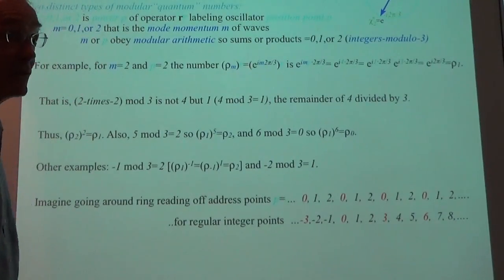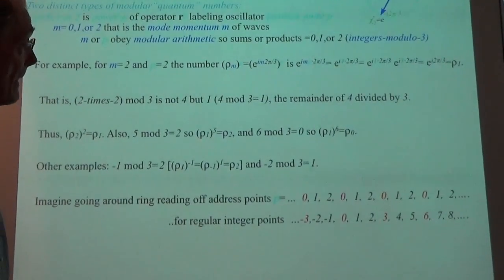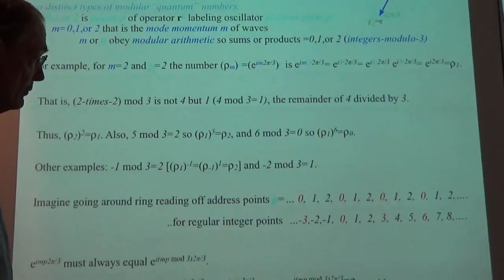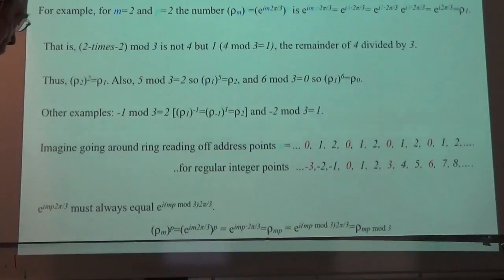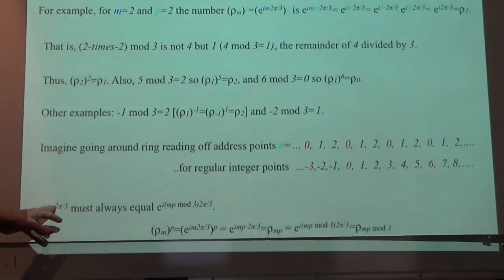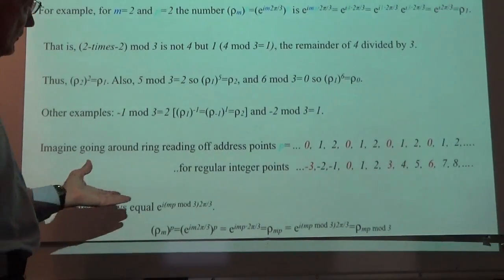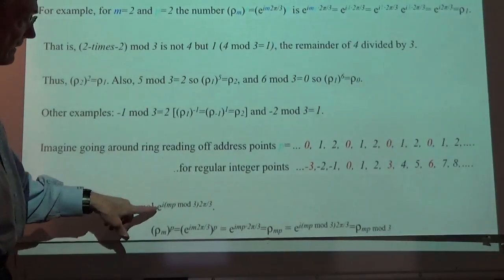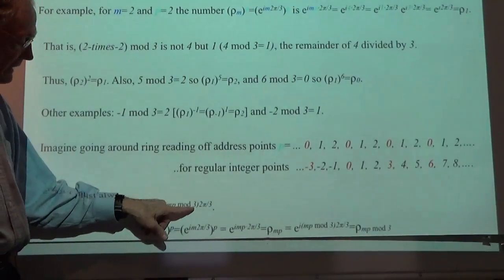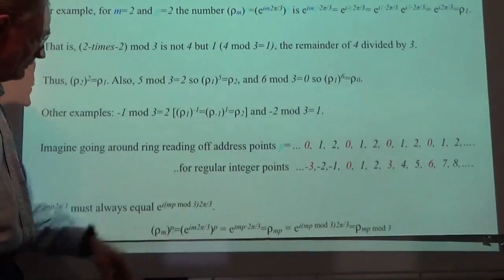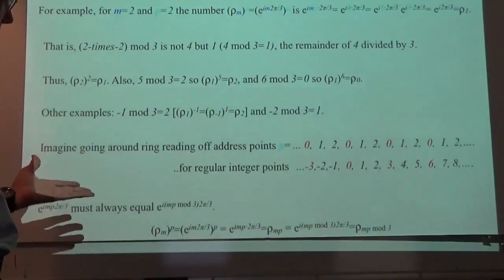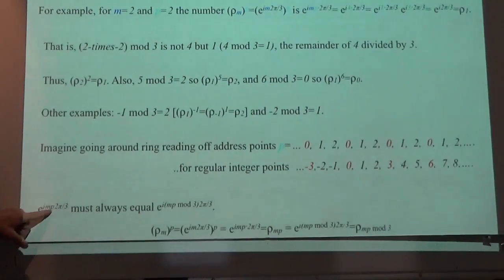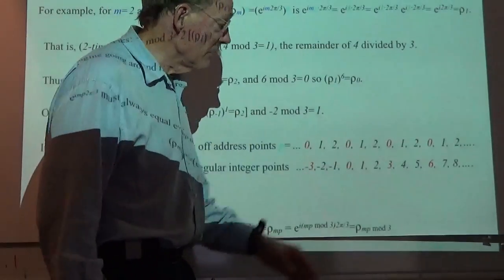We really only have about 10 more minutes here to do some work with this. Here I'm saying e to the I mp over 2 pi 3 must always equal e to the I mp mod 3 times 2 pi over 3. So whenever I say mp, I mean mp mod 3. Whatever arithmetic I do, I'm going to always want to say how I've specified my modularity.